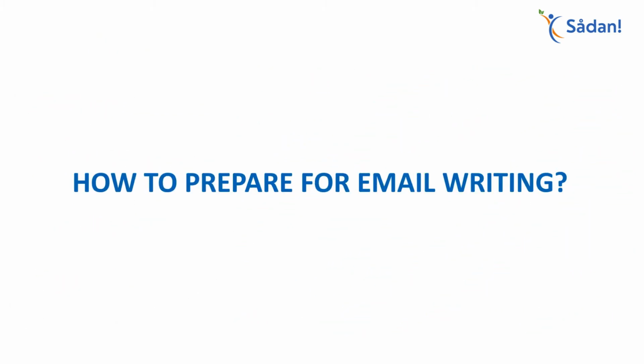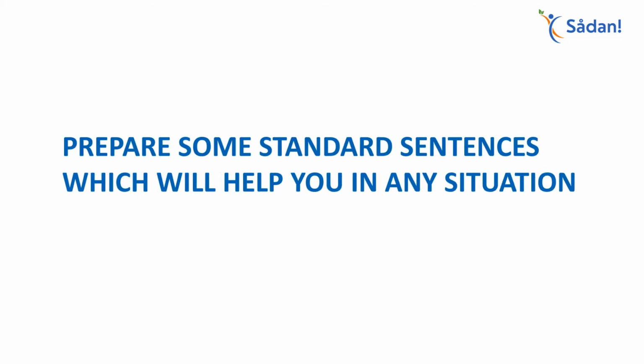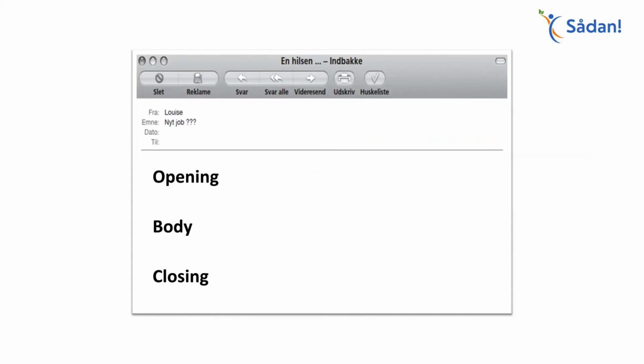So how should we prepare for the email writing task? Here, we will prepare some standard sentences for the opening and closing of an email that will help you in any situation. For any email writing, we have to understand that there are three basic things. If you already know how to write an email in English, I think this will be a very easy part for you. There will be the opening of an email, the email body, and then the closing of an email.